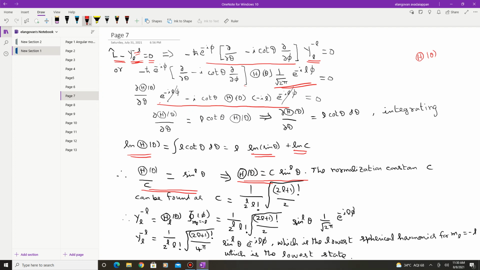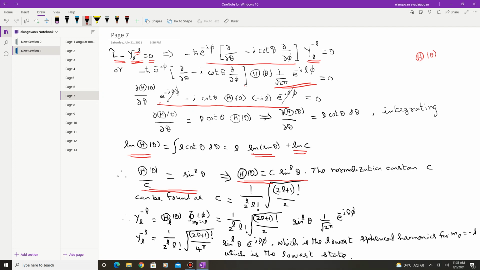c is called the normalization constant, and evaluating it is a tedious process. So we are taking only the result of the normalization constant, which is 1 over 2^l l!, times the square root of (2l+1)! divided by 2.